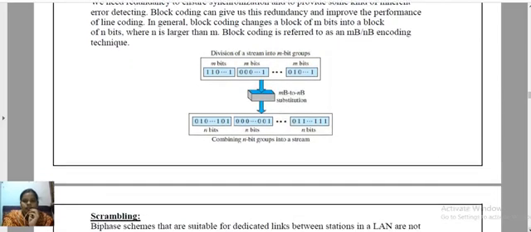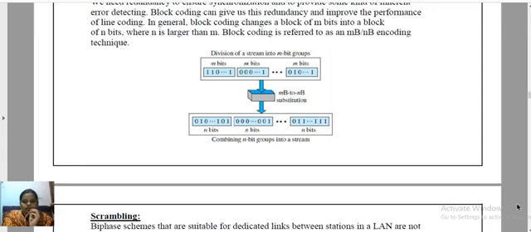Now this is block coding. Block coding means the total bit stream is divided into m-bit groups, and they will be encoded block-wise, and finally they will be combined.